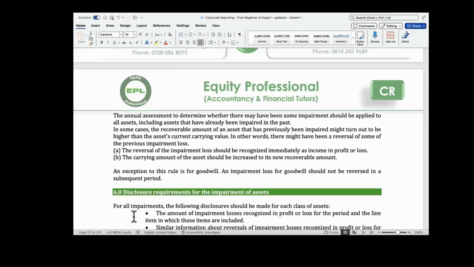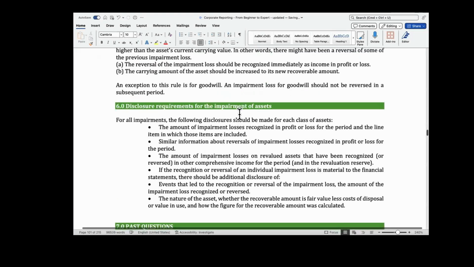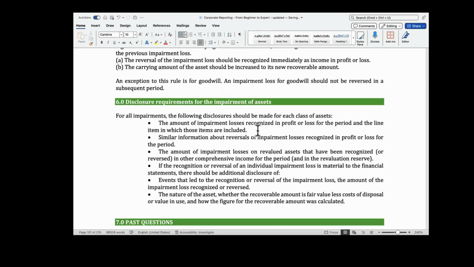Now, disclosures. You need to disclose the impairment loss recognized in P&L for the period. You need to tell us if there's any reversal, if the impairment loss is on the revalued assets that have been recognized to OCI. You need to tell us. And this other information, these are additional disclosures that are required in the notes to the accounts.